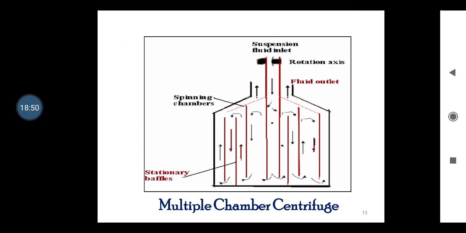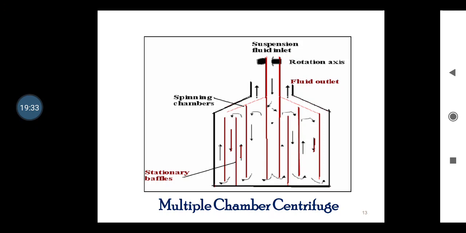If you look at the diagram, with the vertical lines, you can see the stationary baffles, which are not moving and are steady. And if you look at the chambers, there is a spinning chamber, and at the right-hand side you can see the fluid outlet. There is one rotation axis, that is a shaft, and there is a fluid inlet for the suspension. You can also see the moving directions with the arrows as far as the fluid velocity is concerned.